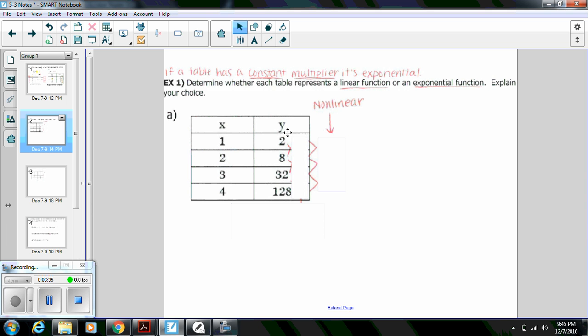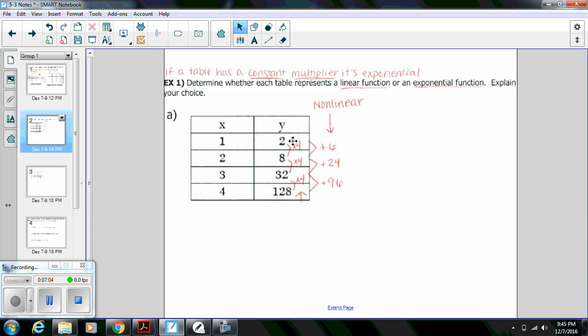So let's look at the x values. 1, 2, 3, 4. Well, we're obviously going up by ones. Let's look at our y values. 2, 8, 32, 128. So if I take a look at these, I'm going up by 6, up by 24, then up by 96. So it's definitely nonlinear. But now we need to figure out, is this an exponential function?